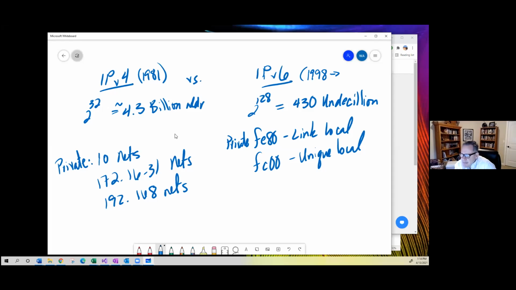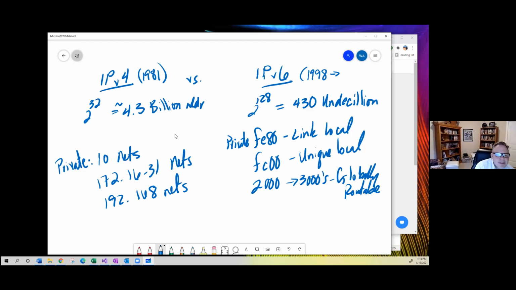And then you also have a unique local that would go within your organization. And then you could have an actual globally routable, which starts with the 2000s to 3000s. And that's globally routable. So in this case, you got your private nets and the 10 net.